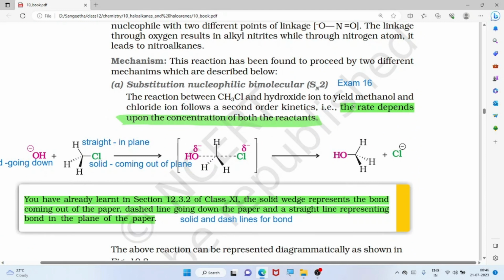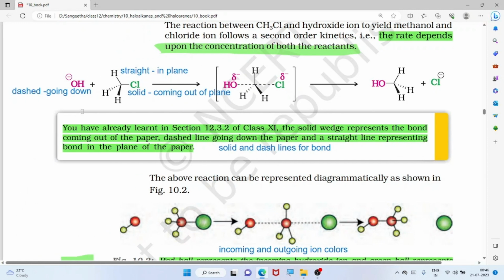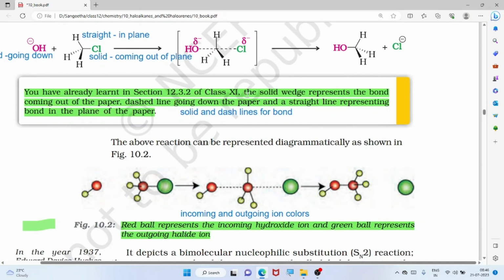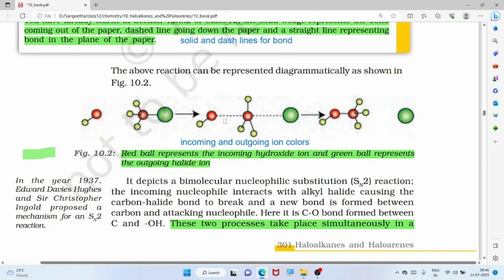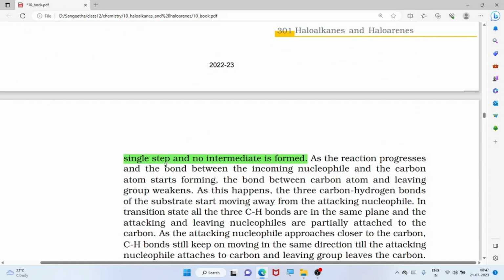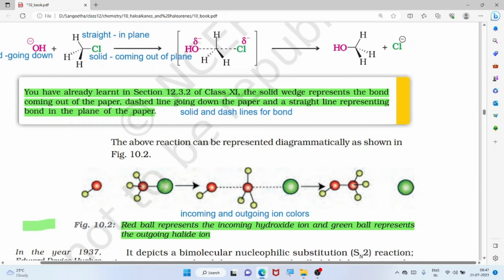You have the SN2 reaction. The rate depends on the concentration of both the reactants. In the molecule representation, a straight line is in the plane, a solid line is coming out of the plane, and dashed means going into the plane. Incoming, outgoing. The SN2 reaction is a single step reaction. These occur in a single step, no intermediate is formed. It depends on the concentration of both the reactants.